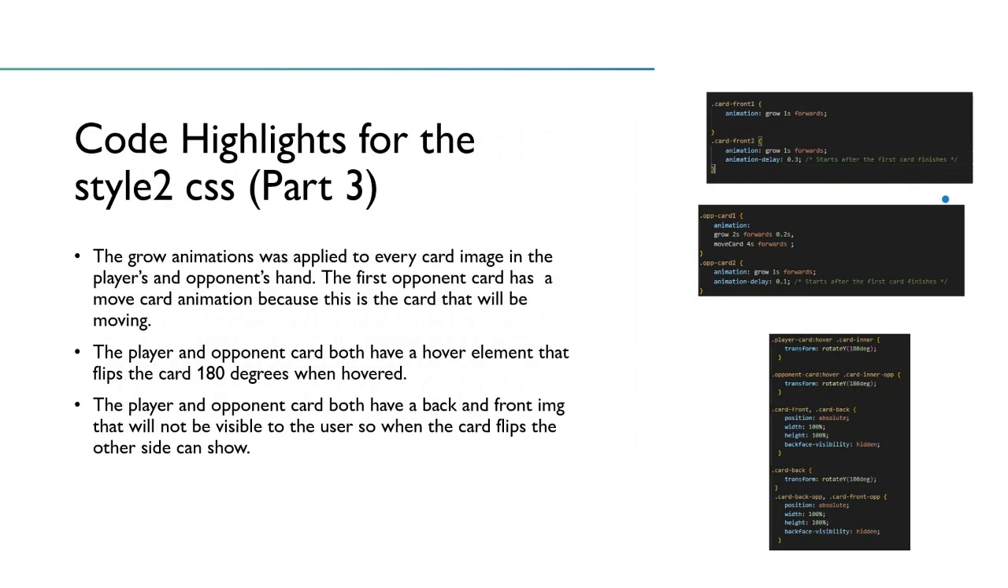The grow animation was applied to every card image in the player's and opponent's hand. The first opponent card has a move card animation because this is the card that will be moving. The player and opponent card both have a hover element that flips the card 180 degrees when hovered. The player and opponent card both have a back and a front image that will not be visible to the user, so when the card flips, the other side can show.